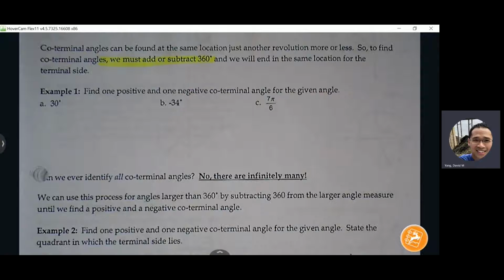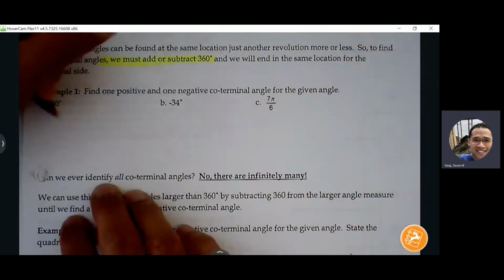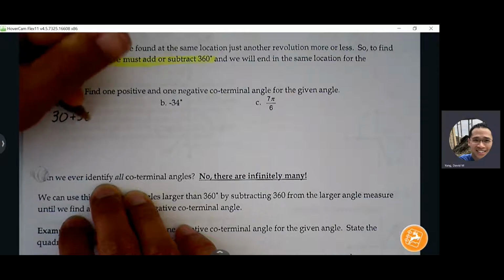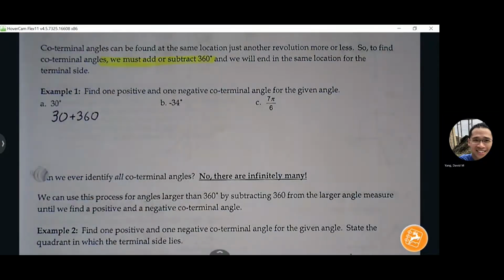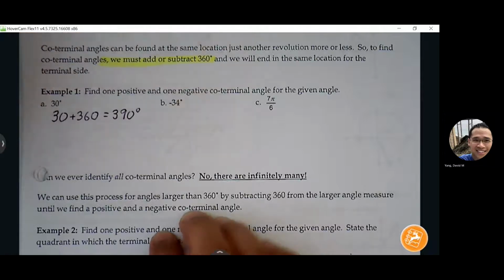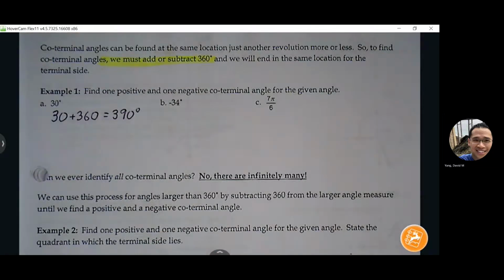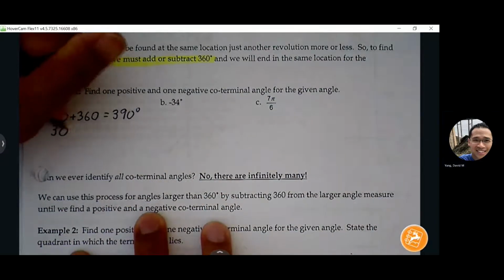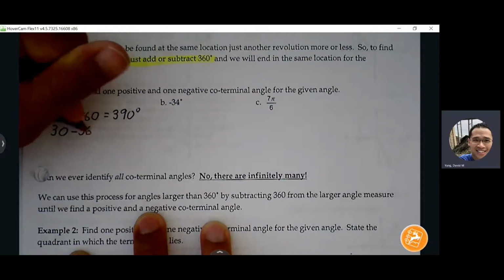Okay, so example 1: find one positive and one negative coterminal angle for the given angle. So 30 degrees is the same as saying 30 plus 360, which is what? 390. And what's a negative version of 30 degrees? Minus 360, right?